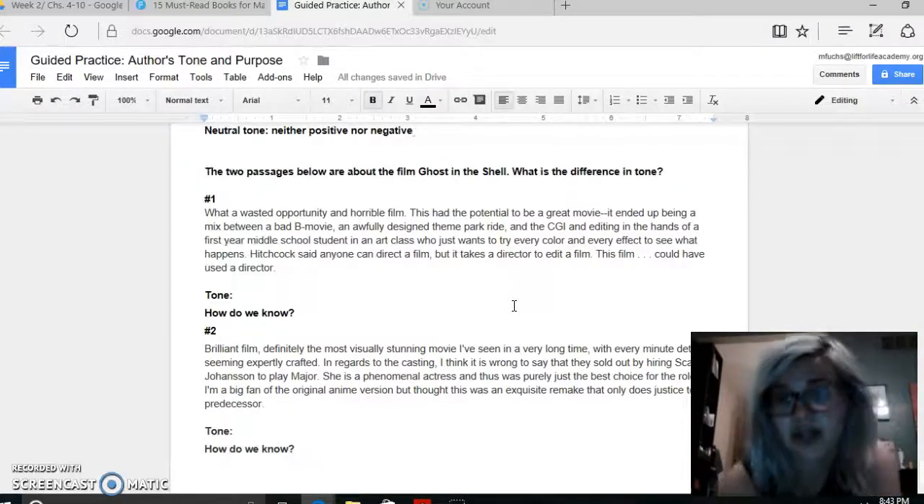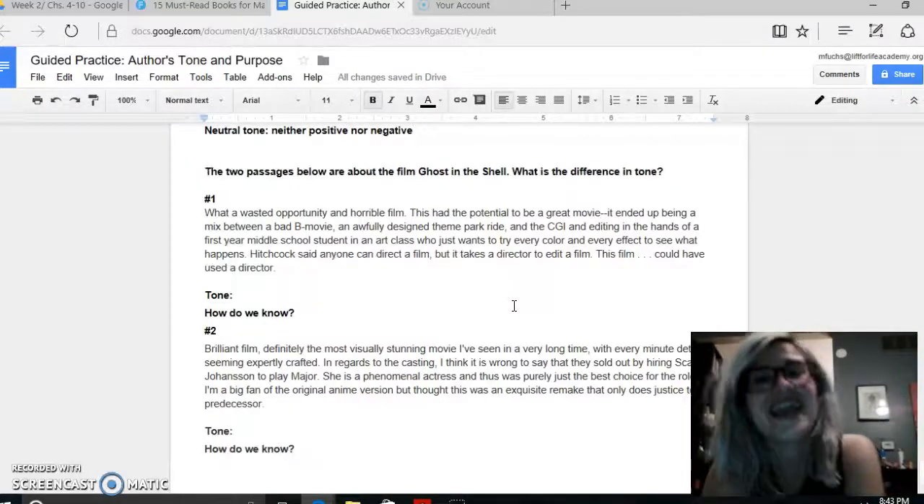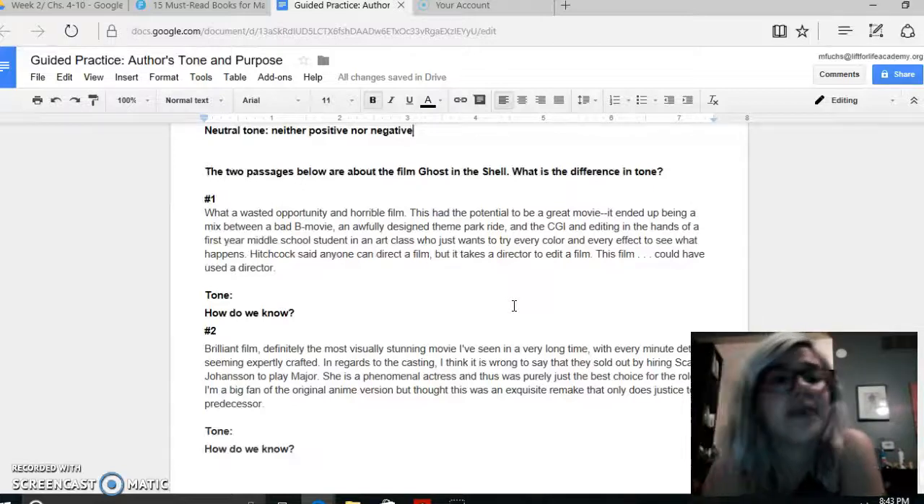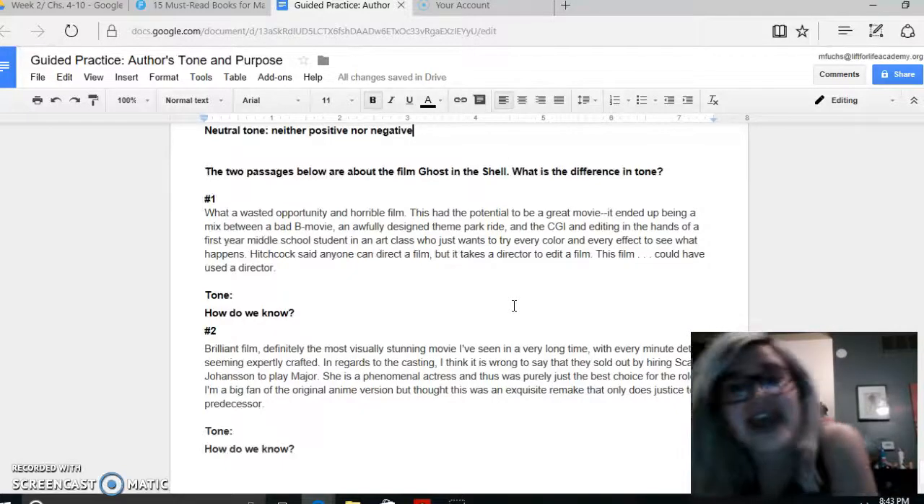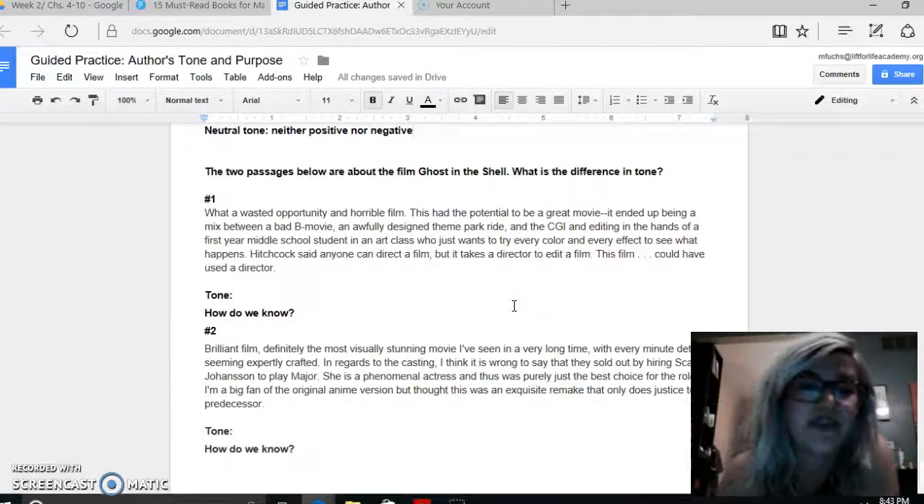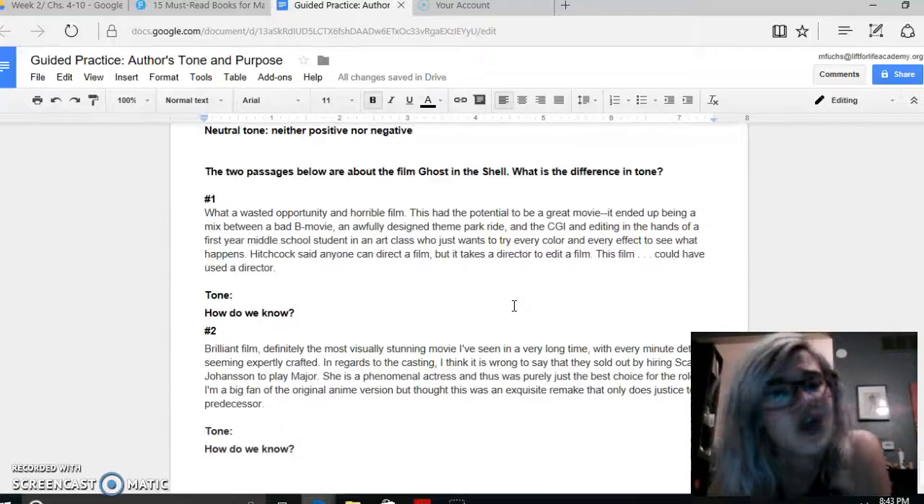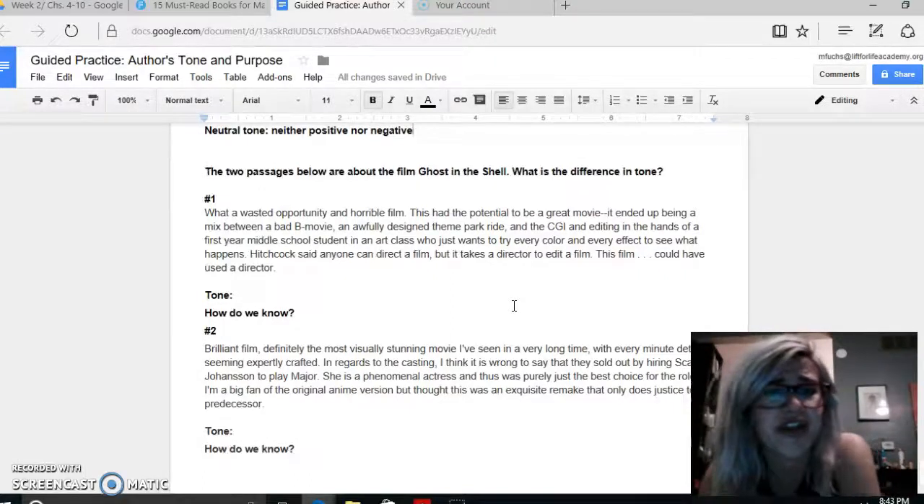What a wasted opportunity and horrible film. This had the potential to be a great movie. It ended up being a mix between a bad B-movie, an awfully designed theme park ride, and the CGI and editing in the hands of a first-year middle school student in an art class who just wants to try every color and every effect to see what happens.